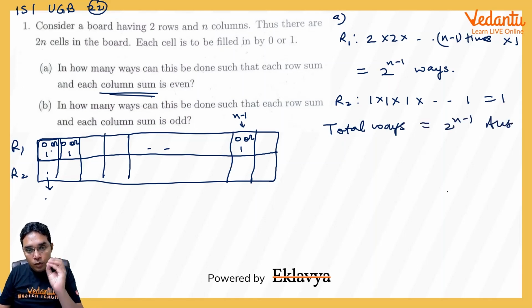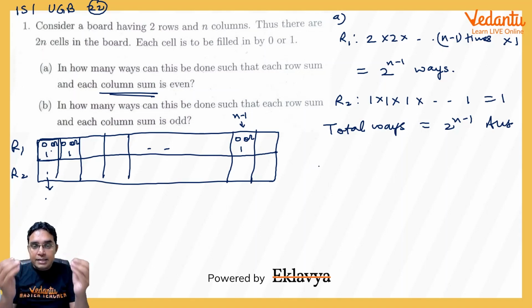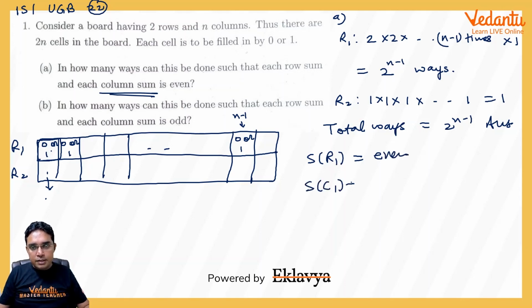I would like to tell you one more thing here, that because we have made sure that R1 is having sum even, all the columns are having sum even, but we have not checked whether R2 will also have sum even or not. But I think this is automatically taken care of. Please see how. If I write sum of R1, it is already even. Okay. If I write sum of column 1, sum of column 2 and so on, sum of column n. As we have made sure they all are even. So this will be actually even n times, isn't it?